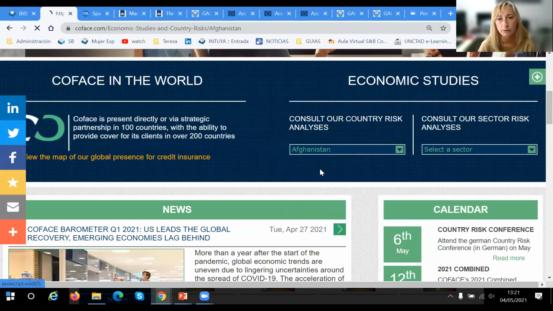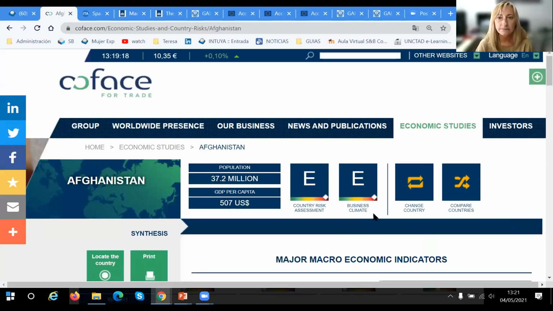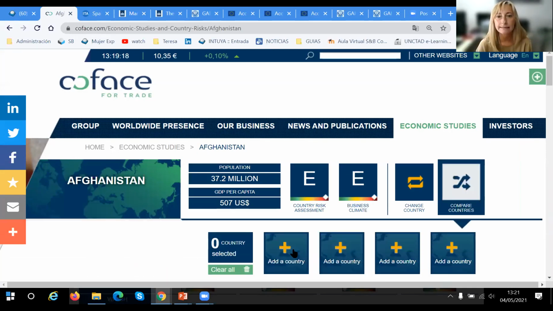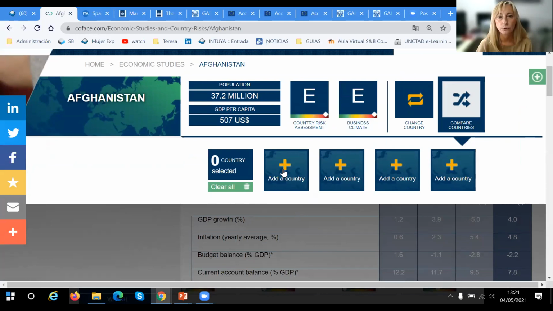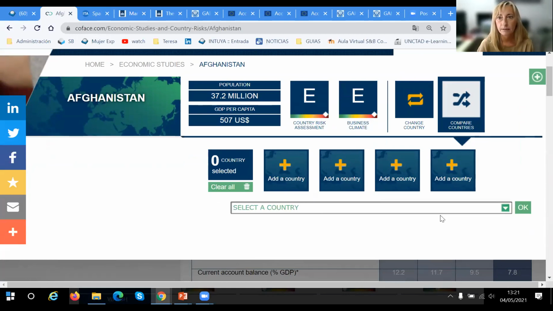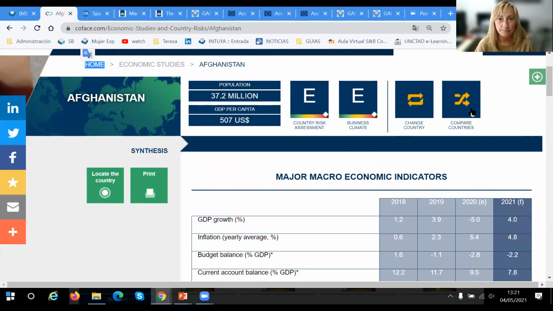It doesn't matter which one, because we want to go in to enter, and it's very easy. You only need to press here and add the countries that you want to compare. For example, let me see, I'm going to take our picture from here because we are in the middle. Let me take it away. Okay, so here we want to compare countries. So we go to compare countries.